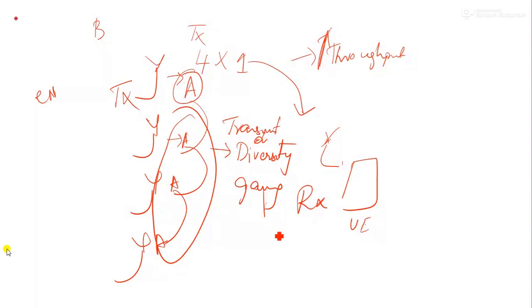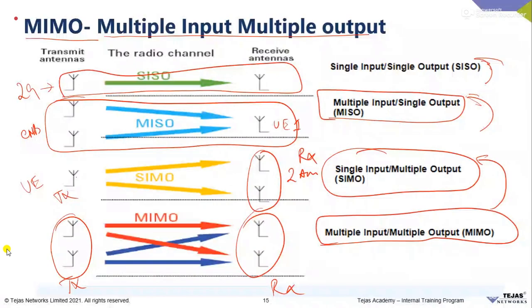What do we call this? Multiple input, single output. We transmit the same data to one single mobile, and we get what we call diversity gain. Diversity gain means we are repeating the data, so the mobile has two chances of decoding it. This diversity gain we call transmit diversity, because we are doing the gain from the transmitter side.